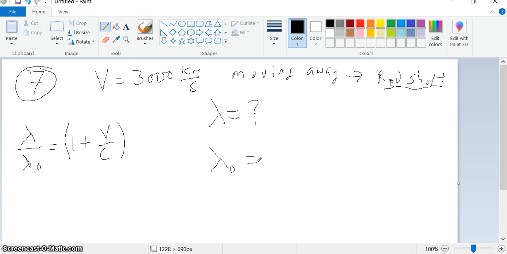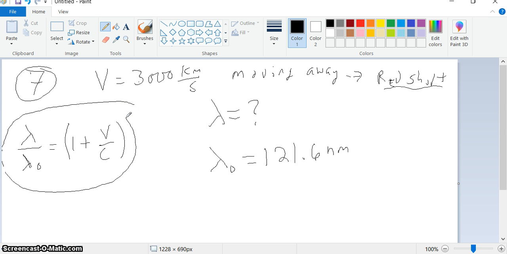In other words, if you take some hydrogen, you heat it up, and you look at it in the laboratory, the Lyman alpha line turns out to be, let me write this down, 121.6 nanometers, right? And so we use this equation. This is the Doppler shift equation right here. And we just put in all those numbers, and we'll calculate what lambda is.